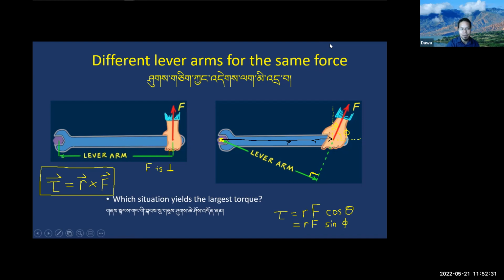Oh, and I forgot, there's actually a question on this slide, which is for the same force applied in these two different scenarios, which one yields the largest torque?